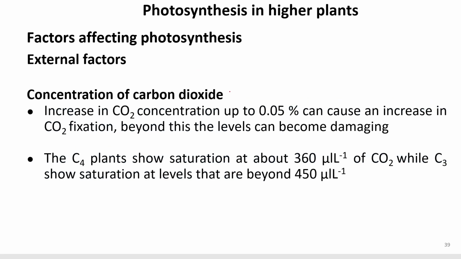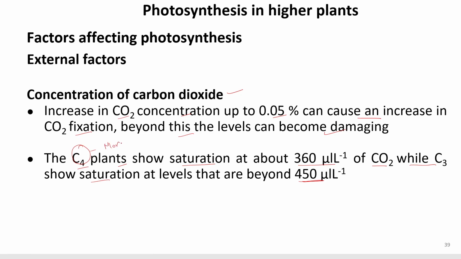Now let's talk about the concentration of carbon dioxide. Increase in carbon dioxide concentration up to 0.05% can cause an increase in the carbon dioxide fixation, but beyond this level it can be damaging. And this is a fact here. The C4 plant shows saturation at about 360 microliter per liter of carbon dioxide, whereas C3 plant shows saturation at levels that are beyond 450 microliter per liter of carbon dioxide. So this shows that C4 plants are more efficient than the C3 plants.